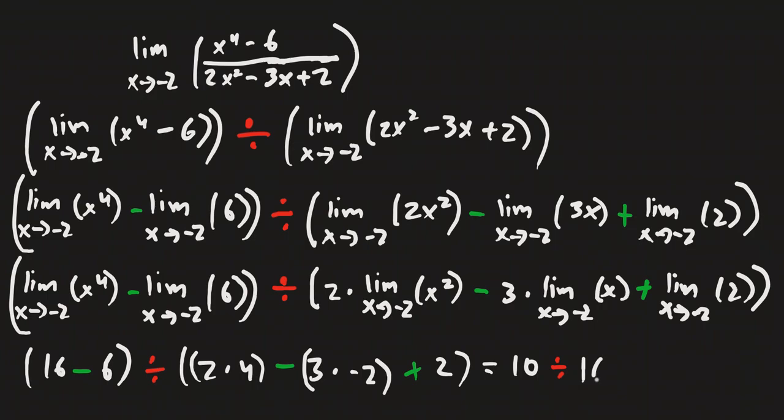So that's 10 divided by 16, which can simplify down to equal 5 by 8. And we can also rewrite this as a decimal, if you want to, that would be 0.625. But essentially, this is our answer.